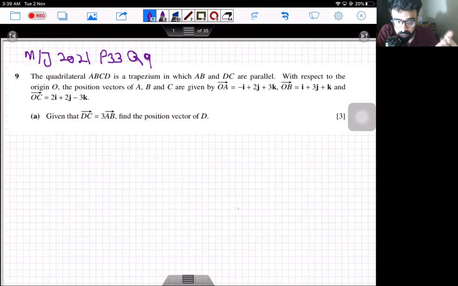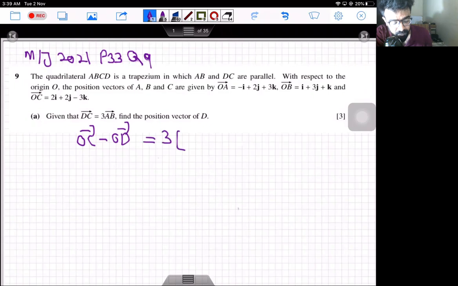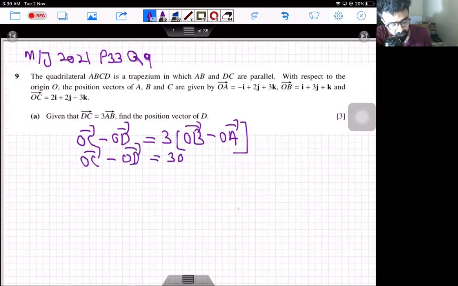So first of all, we are going to use this relationship that DC is equal to 3 times AB. In order to break this vector DC, I can write OC minus OD. I'm just using the subtraction rule. You have been studying this since O levels and IGCSE mathematics. So OC minus OD is equal to 3 times, in order to break this vector AB, I can write OB minus OA. All right, so OC minus OD is equal to 3 times OB minus 3 times OA.